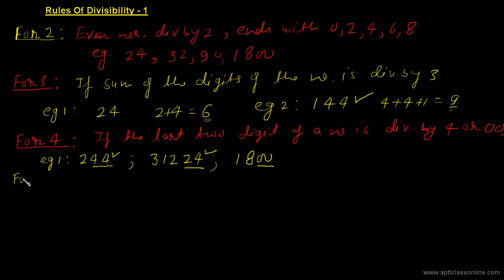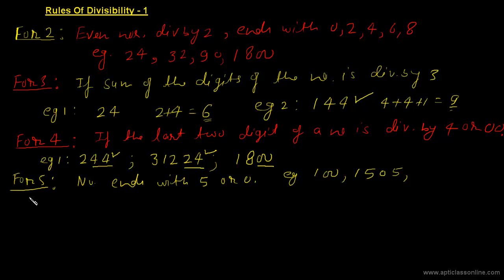Rule for 5, that is very easy. If a number is divisible by 5, that means that the number ends with 5 or 0. If the number ends with 5 or 0, then the number will be divisible by 5. Like any number which ends with 5 or 0, that will be divisible by 5.